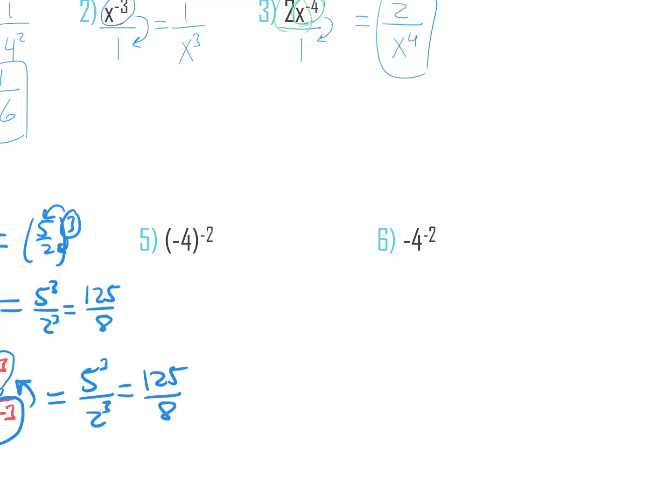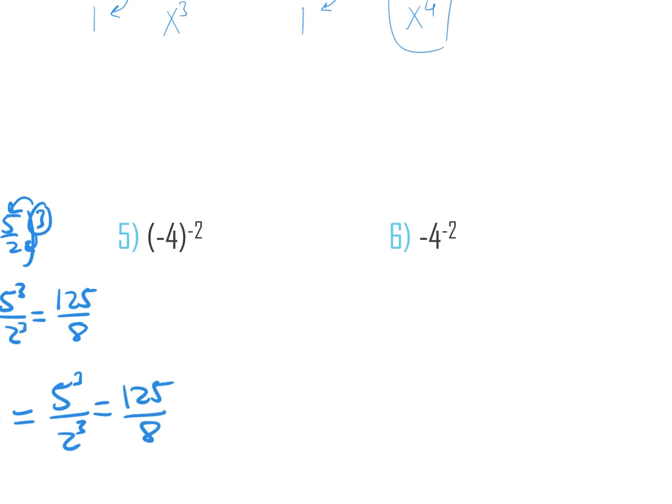between those two problems? Hopefully you notice it's the parentheses. In number 5, that one has parentheses, so your base is this entire thing, that -4. So when I draw the line and write it over 1, I'm taking this entire thing and moving it down to the bottom. So this is going to be 1 over -4 to the positive 2. And -4 times -4 is positive 16, so this answer is 1 over 16.